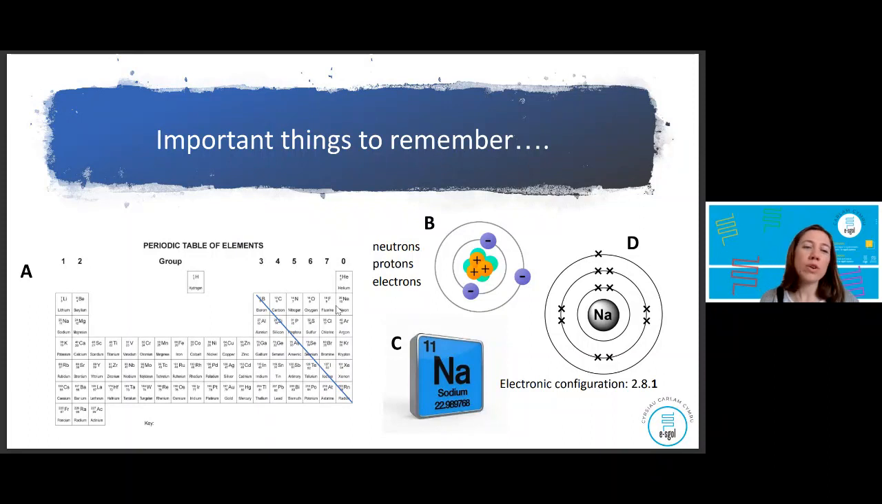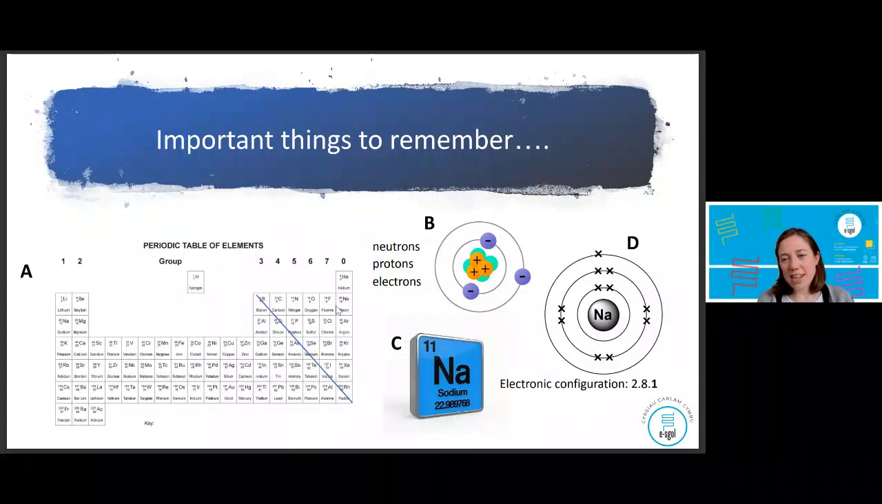Now you'll notice in the periodic table of elements in section A, the numbers are the other way around. The big number is on the top of the symbol and the small on the bottom. It doesn't matter which way around, as long as you identify the biggest number as being the mass number, then that's great. You're not going to make any mistakes with that.